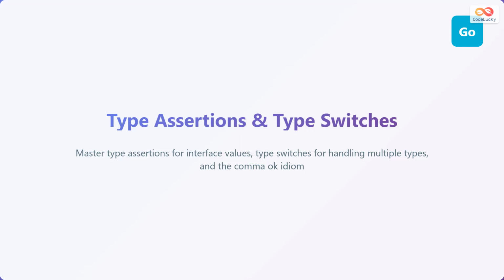Let's explore type assertions and type switches in Go. We'll cover how to use type assertions for interface values, type switches for handling multiple types, and the Comma OK idiom for safe type checking.